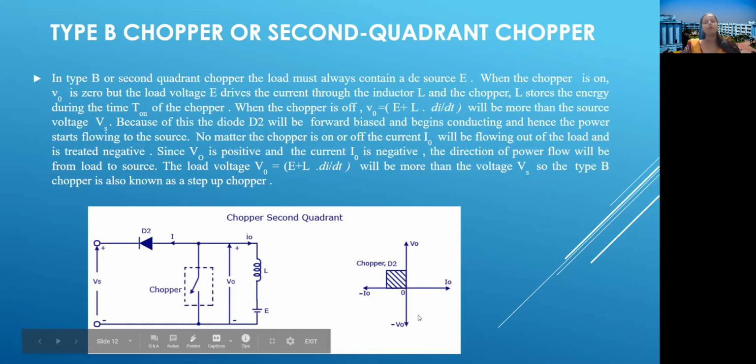So second quadrant chopper means we have a circuit arrangement such that the load current becomes negative, but the load voltage is positive. So this arrangement is called type B chopper or second quadrant chopper. Now in your question, it may come like explain type B chopper, or they can ask what do you mean by second quadrant chopper. In both cases, the answer will be the same.